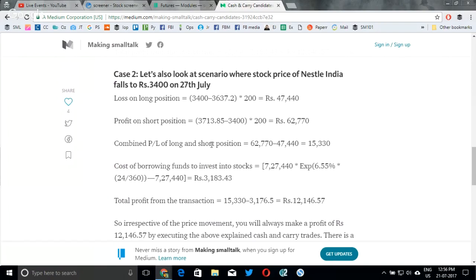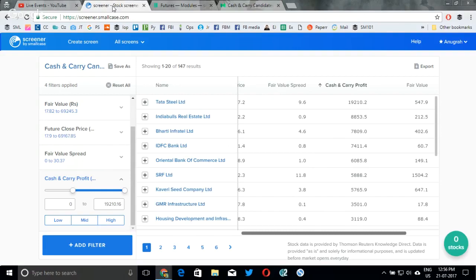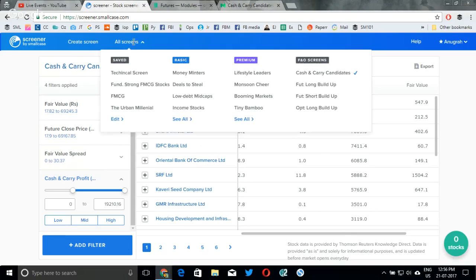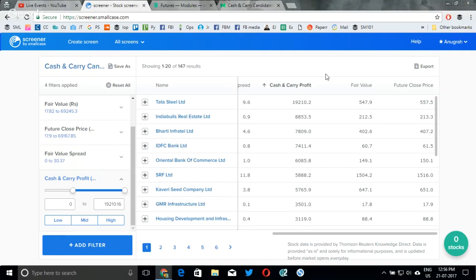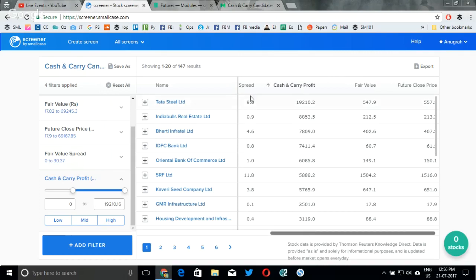Now, given that we have understood what we mean by arbitrage, fair value, and how we can place a cash and carry trade, let's go back to the screener and explore our cash and carry candidate screen in more detail. I had already preloaded it by going to all screens and selecting cash and carry candidates. Here you can see that all these stocks are arranged in decreasing order of profit that can be realized by placing a cash and carry arbitrage trade.